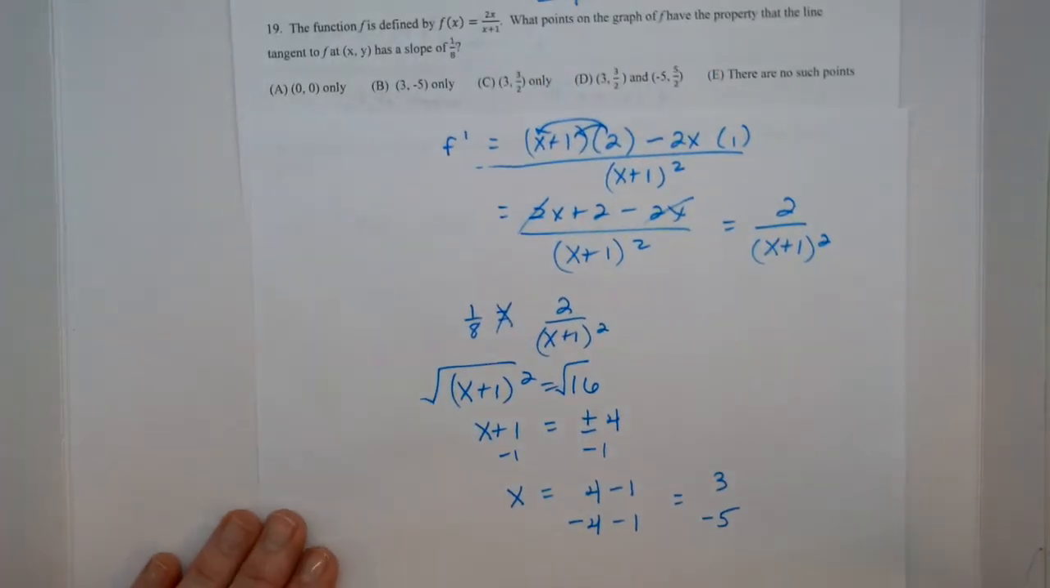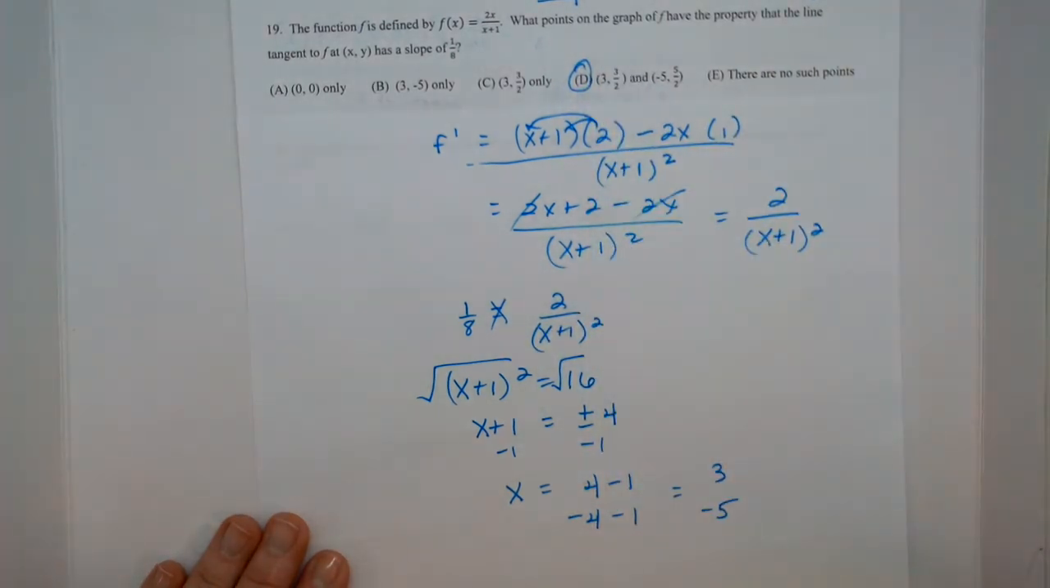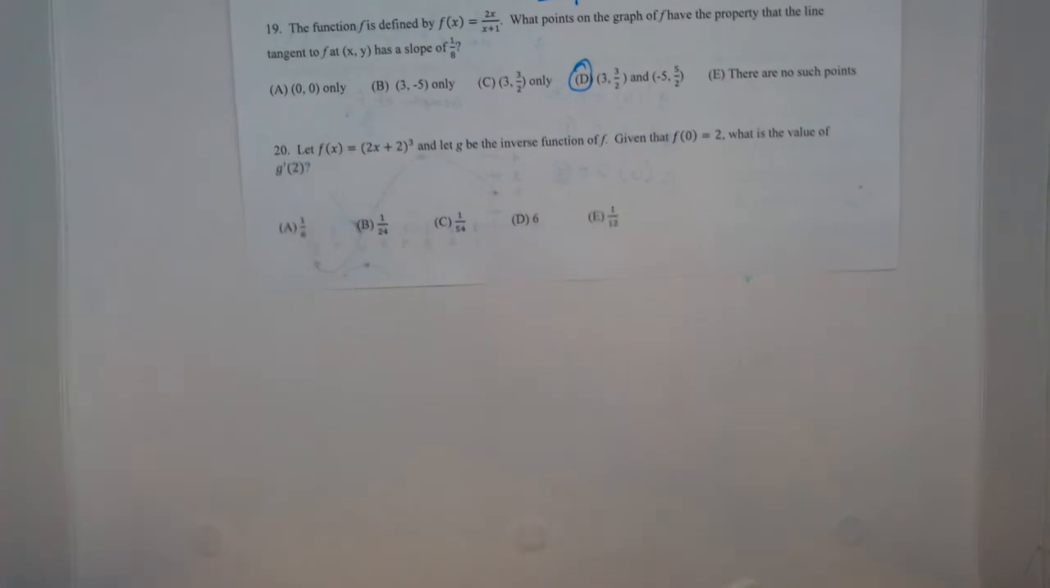So let's look at the answer choices and see if there are any that include both x values. D has both. So if I plug 3 into the original equation, I'm going to get 3/2 out. If I plug negative 5 in for the original equation here, I'm going to get 5/2 out. So those are my 2 points.